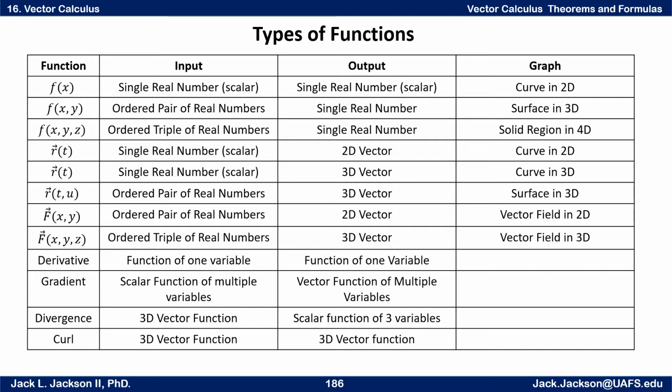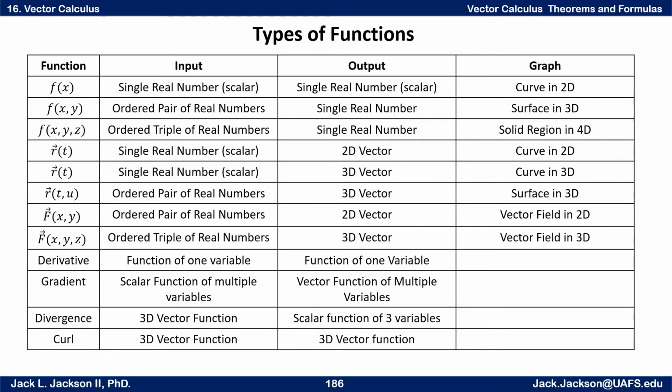R of t, the vector function: the input's a single real number, a scalar, and the output's a 2D vector. That would be a curve in 2D. Or it might be a 3D version of that. The input's a single real number, and the output is a 3D vector. And the graph is then a curve in 3D. So that's a position function. Those are basically parametric equations.